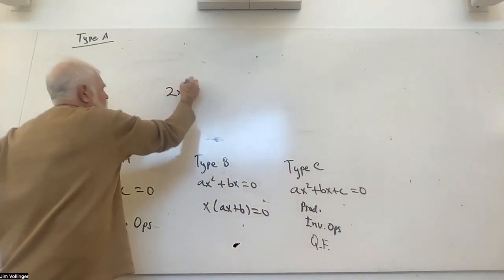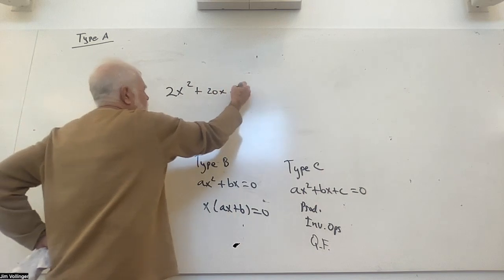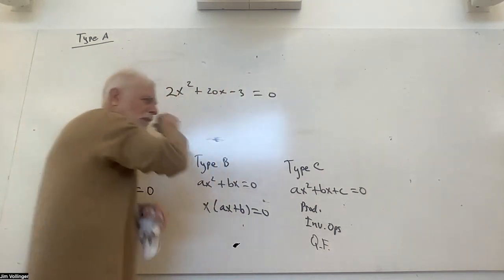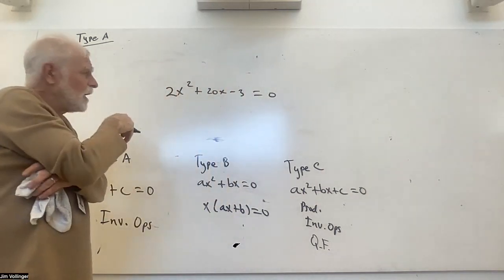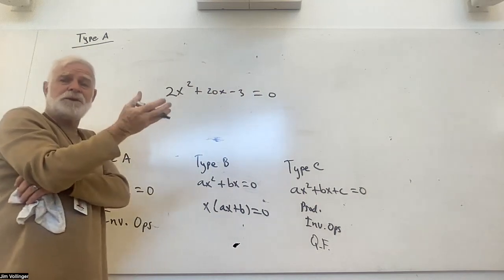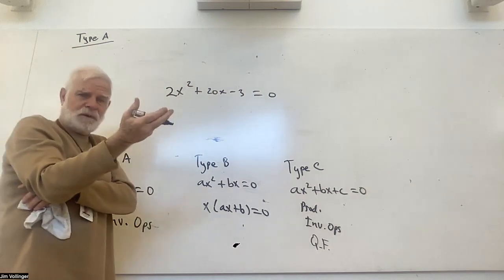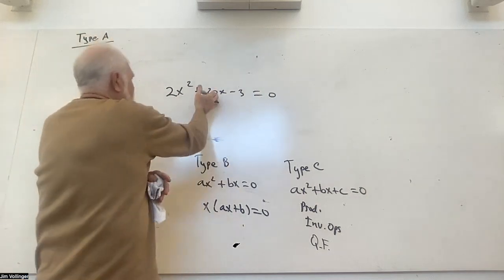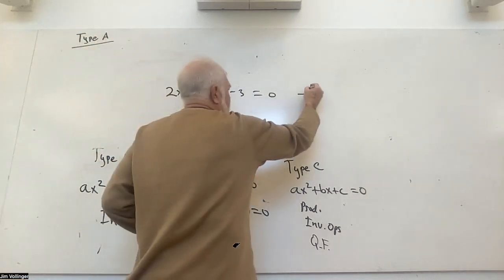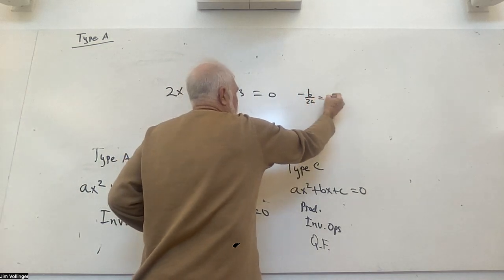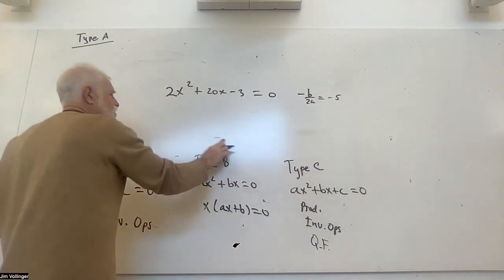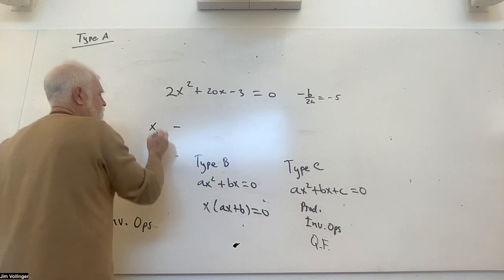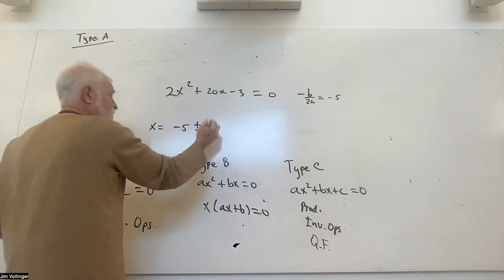So if I had 2x squared plus 20x minus 3, and I wanted that to equal 0. Well, if minus b over 2a is an integer, I'm going to put it in graphing form. I think it's quicker than doing the quadratic formula. So minus b, minus 20 over 4, negative 5. Minus b over 2a equals negative 5. So now I know my answers are x values, negative 5 plus or minus something.